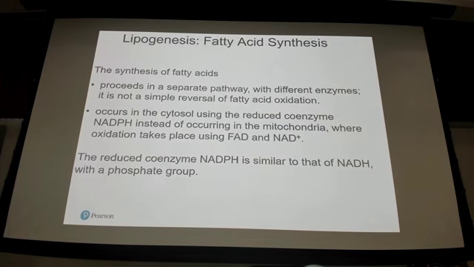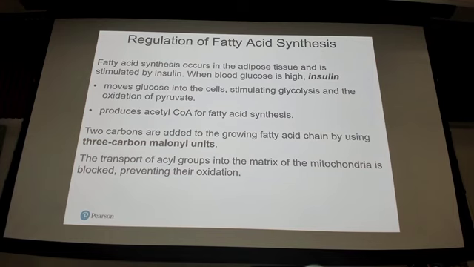So lipogenesis is not the opposite of beta oxidation. It's a different pathway entirely. Instead of gaining FADH2 and NADH, this process uses NADPH. And in this pathway, it's activated by insulin that's going to bring the glucose into the tissues, and that excess glucose will be converted into fatty acids.